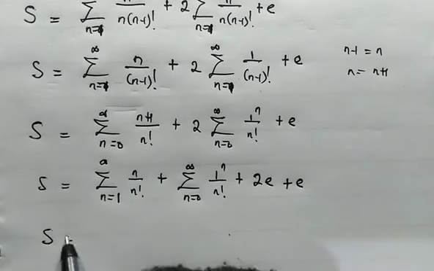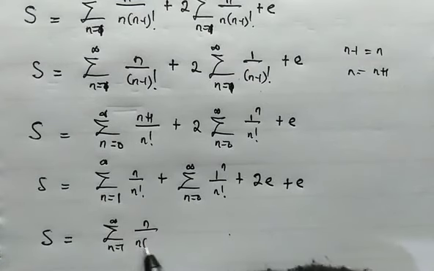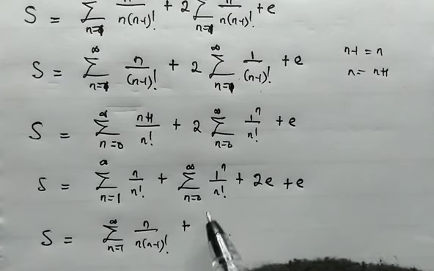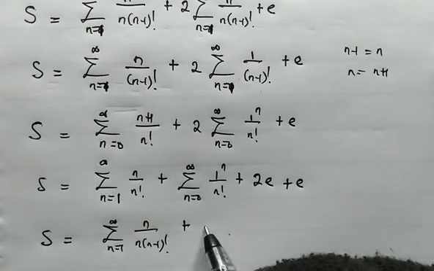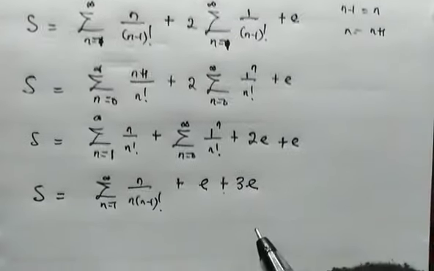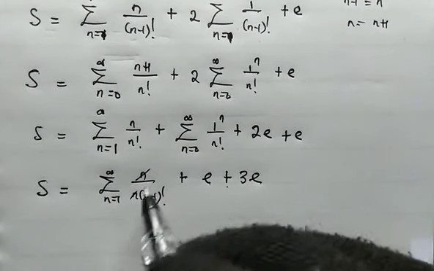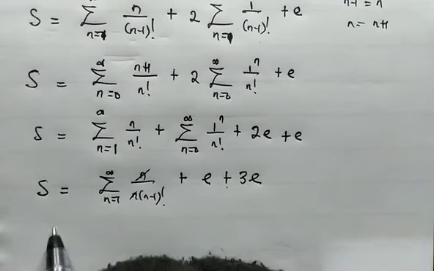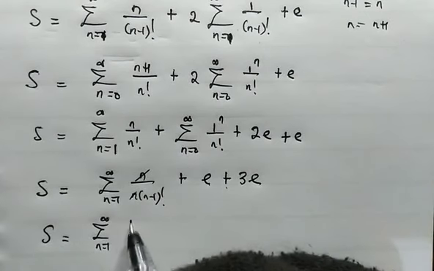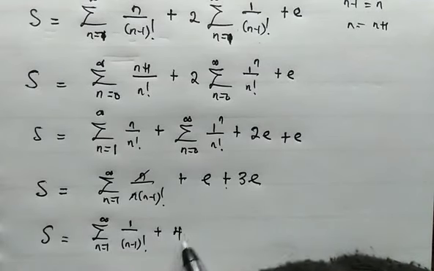Now let's prove it. So S is equal to the sum from 1 to infinity of n all over n multiplied by (n minus 1) factorial, right? Then plus, here this is another e, right? So we have here e plus 2e plus e, which will give us 4e. Okay. Now this cancels this, right? And here we have S, which is equal to the sum from 1 to infinity of 1 all over (n minus 1) factorial plus 4e.